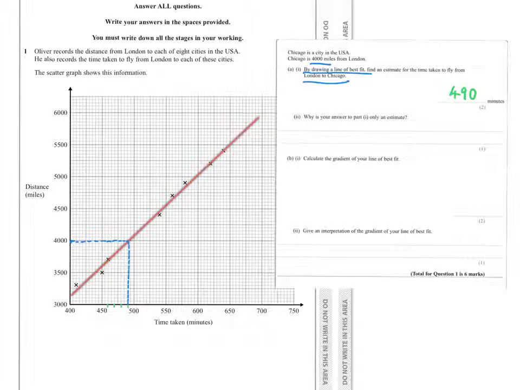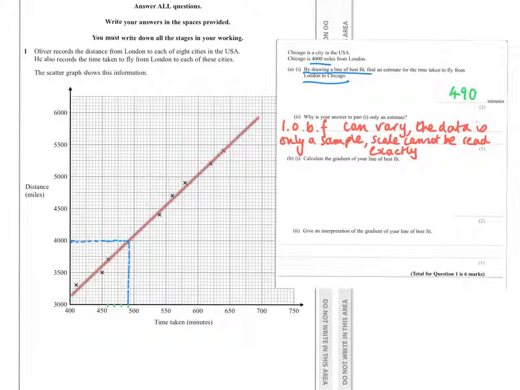Well, the line of best fit can vary, and the data is only like a sample, so the scale can't be read exactly. So that's the reason, and I'll write that down for you. And any of those reasons will be fine. So you can either say line of best fit can vary, or the data is only a sample, or the scale cannot be read exactly.